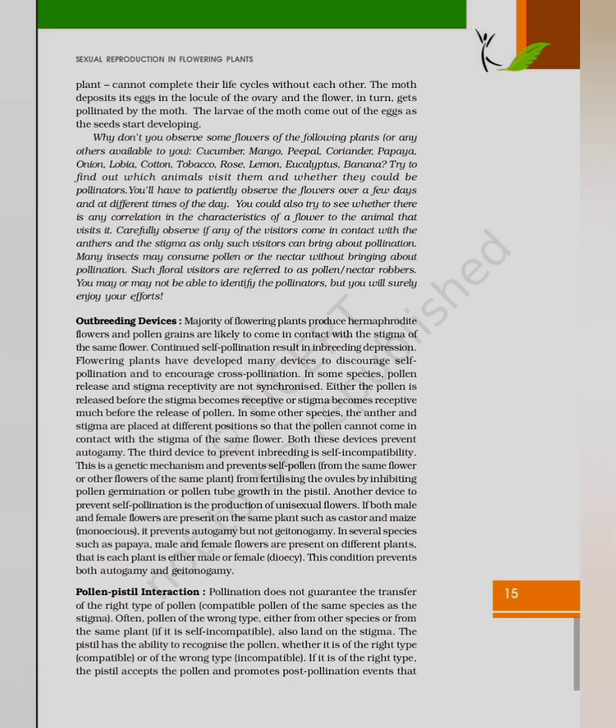Try to find out which animals visit them and whether they could be pollinators. You will have to patiently observe the flower over a few days and at different times of the day. You could also try to see whether there is any correlation between the characteristics of a flower and the animal that visited. Carefully observe if any of the visitors come in contact with the anther and the stigma, as only such visitors can bring about pollination.